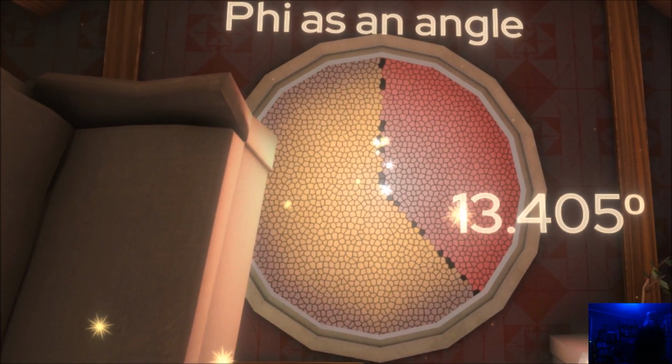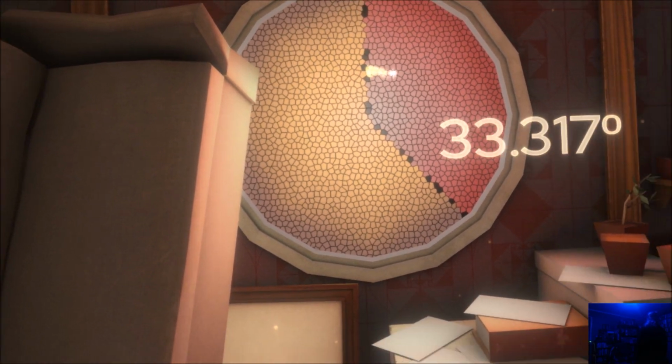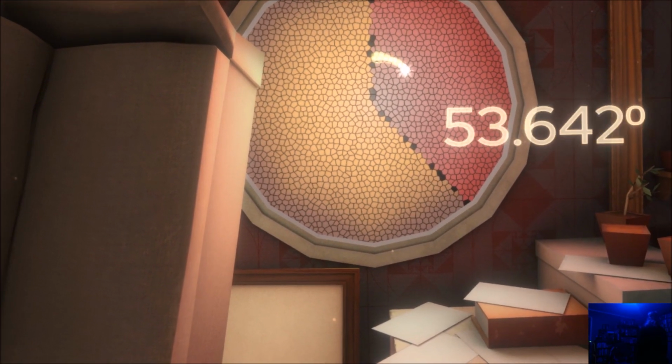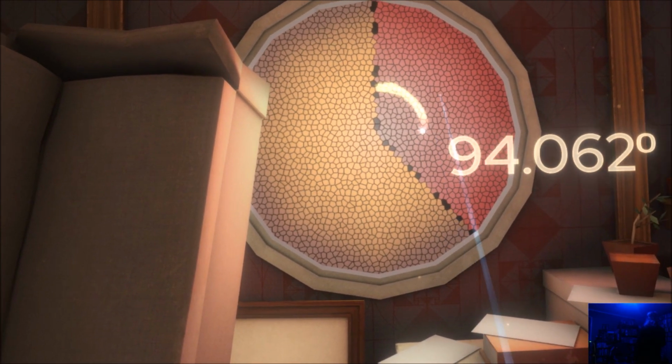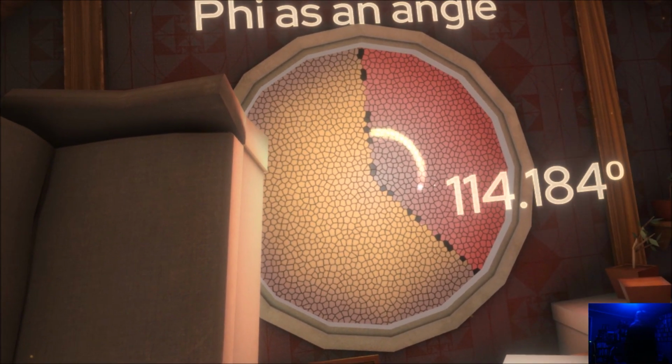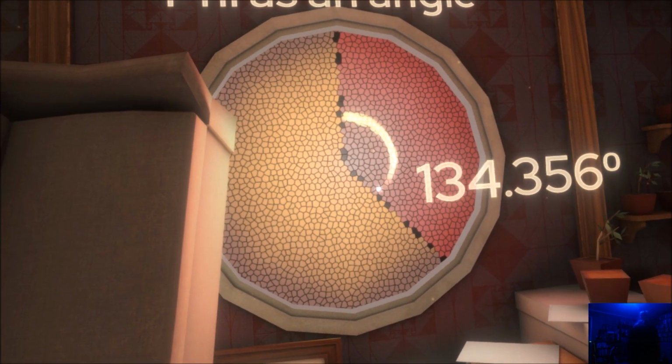Phi can be represented as an angle. When you break a circle into two so that the ratio of the larger arc to the smaller arc is the golden ratio, you get an angle equal to roughly 137.5 degrees.